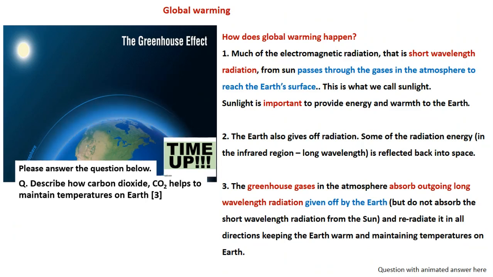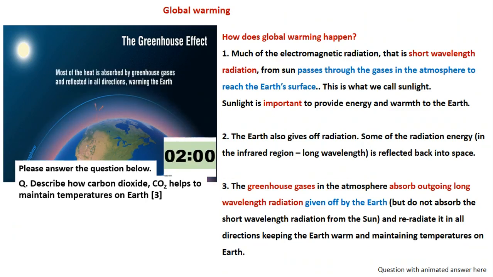The first thing you have to do when answering this question is look at the key words that the examiner is using up here. The first key word is describe. So the examiner is expecting you not to just put down 3 words, but to write sentences to describe. Second, the examiner mentioned carbon dioxide. So you ask yourself, is carbon dioxide a greenhouse gas? Yes, it is. So this question could have been, describe how methane helps to maintain temperatures on the Earth, and you would have the same answer.